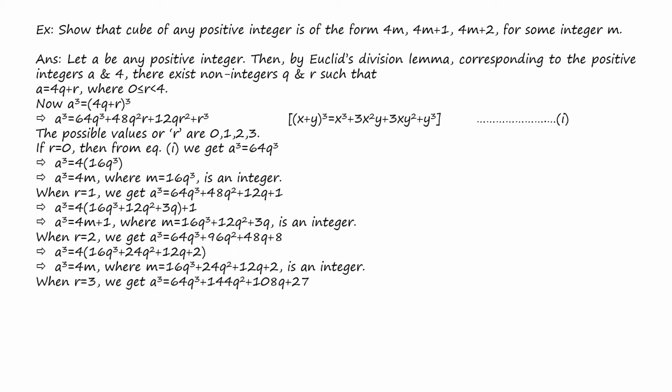Now, when r equals 3, we get a cube equals 64q cube plus 144q square plus 108q plus 27, or we can write it as 64q cube plus 144q square plus 108q plus 24 plus 3. Here we're breaking 27 in the form of 24 plus 3.